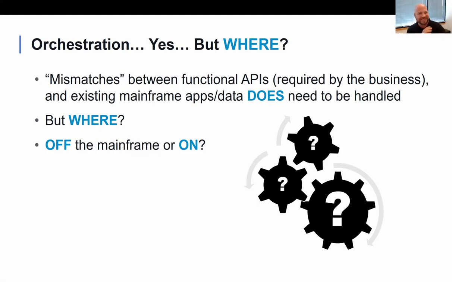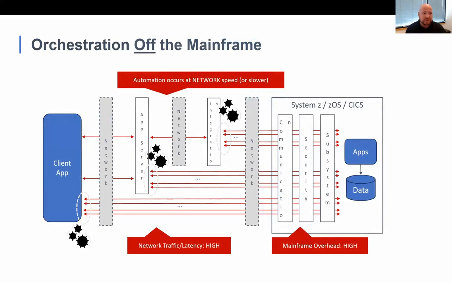Now, we're all mainframers, right? You could probably already see where I'm going with this and what I believe. Do we do it on platform or off platform? Well, if you do orchestration off the mainframe, now I know I keep bringing up this slide, but it's for good reason. It's a really powerful slide. When you do it off the mainframe, you're doing all your orchestration, let's say either on your client or your app server, or even on your integration layer. Network traffic and latency goes up. Mainframe overhead goes up. It adds a whole new level of cost and layers of abstraction into the organization. Your quality of service goes down.